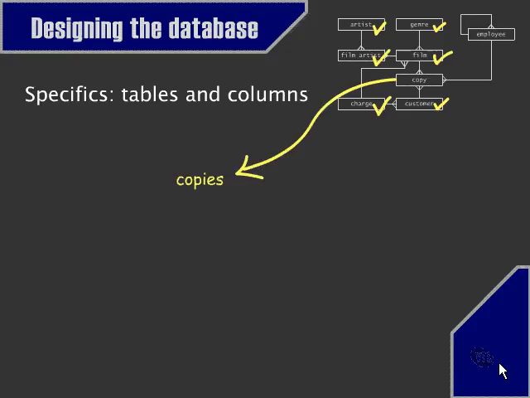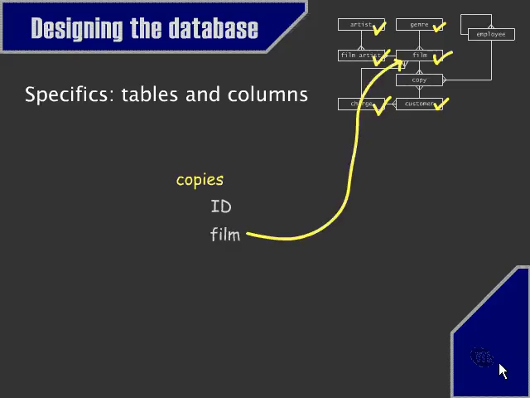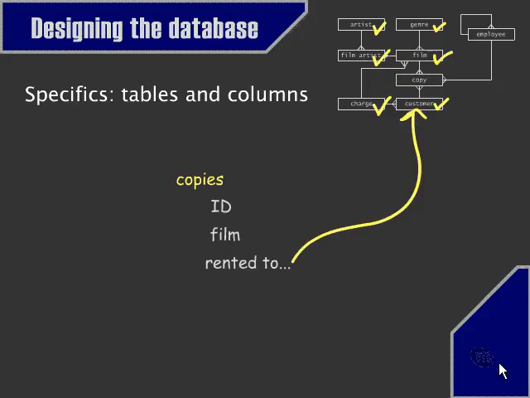Now we're going to look at another central entity within the entity relationship diagram, and that's the copy. I'm going to translate this into the copies table. We're going to once again use an auto-incrementing primary key. That's the ID field. We're going to have a film column, and that's going to relate to the ID column of the films table. So that creates the relationship there. We're going to have a rented to column, and that allows us to at any time be able to see who the particular copy of the film has been rented out to.